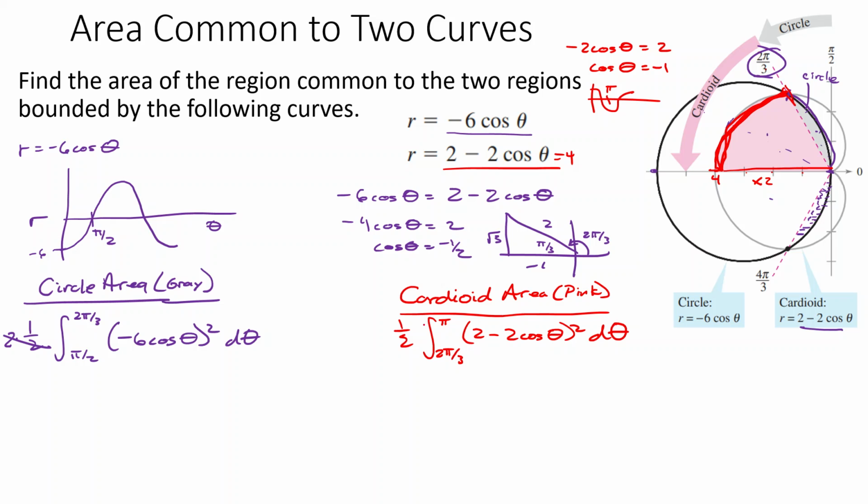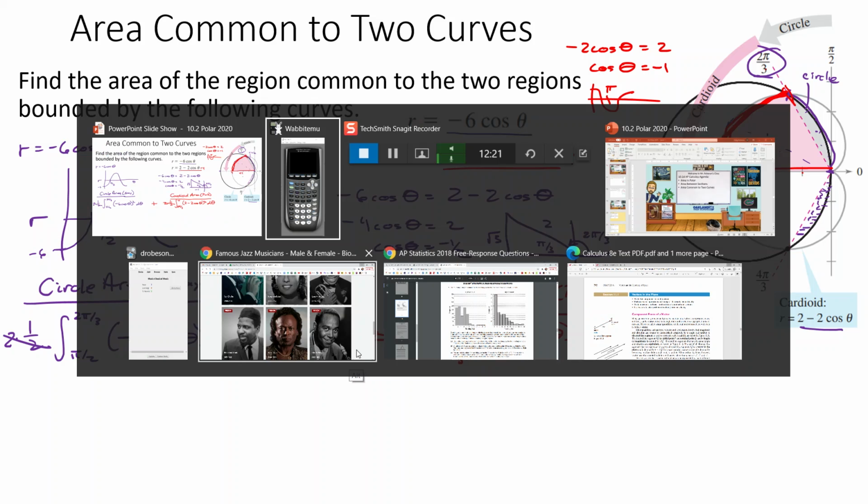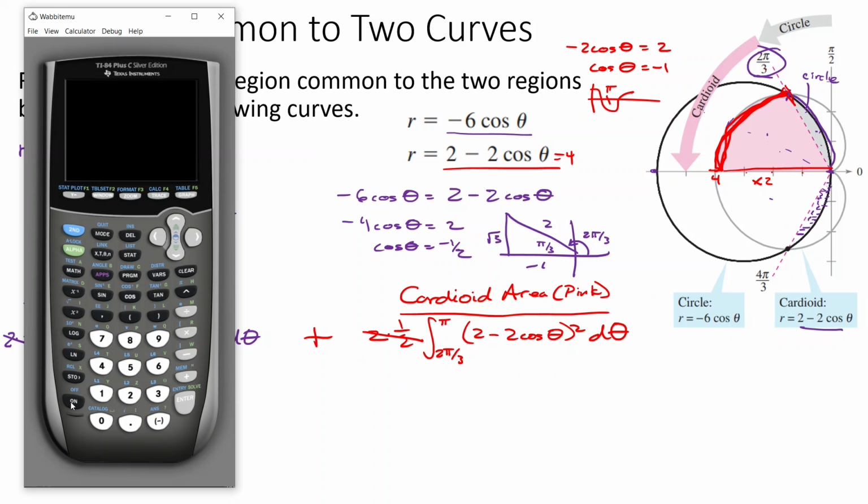And that's just the top half, and we can double it, times 2. And that takes care of the 1/2. And now we want to just add these two guys together. All right, so we'll pull out the calculator. We'll find each one. We'll add them together. We could do it all at once if we want.